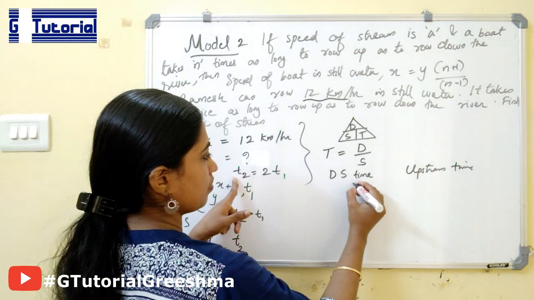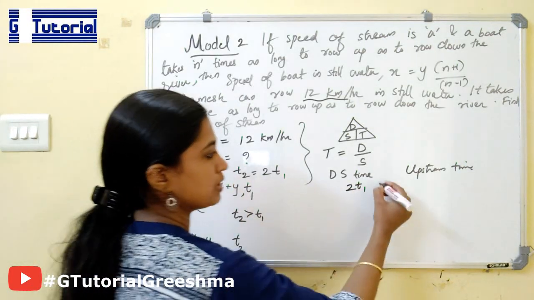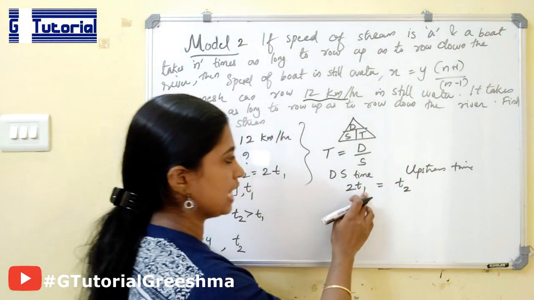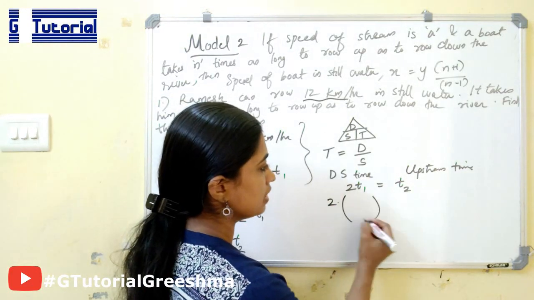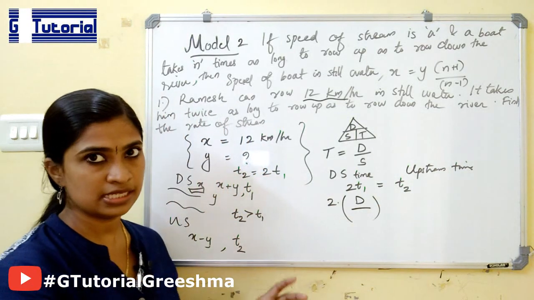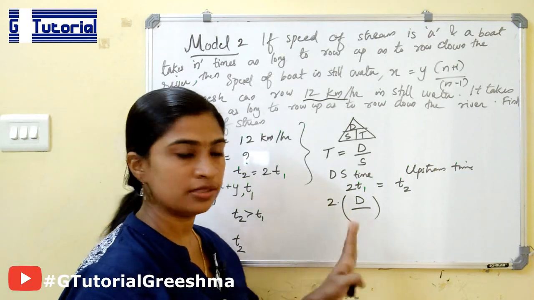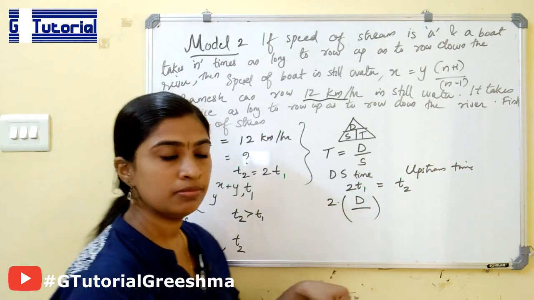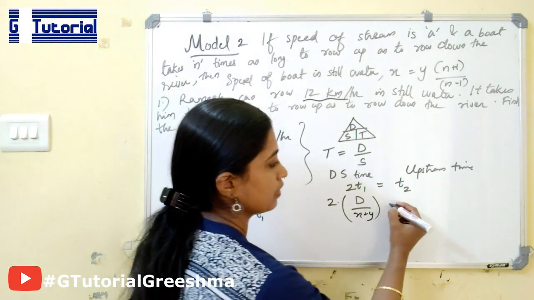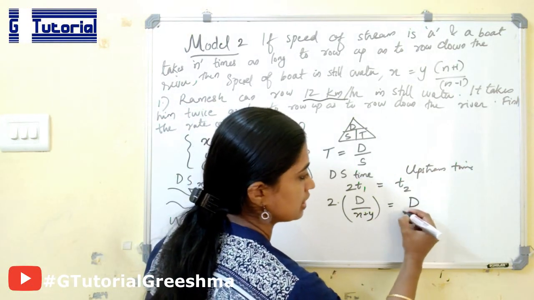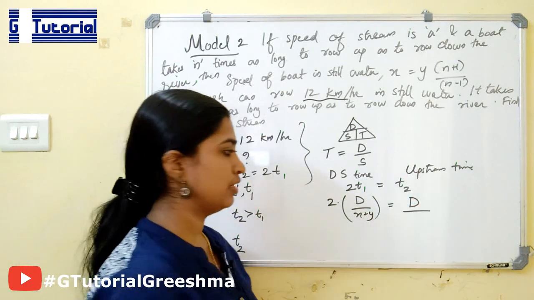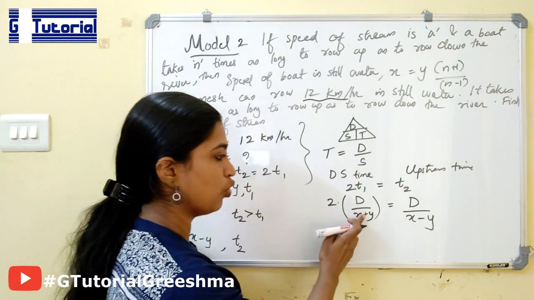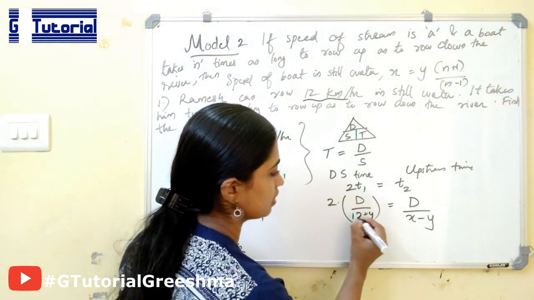What is given in the question? 2 times downstream time is equal to upstream time. What is time? Time is distance by speed. In both cases, the distance is the same, so let us denote it by the letter D itself. And speed, when it is moving in downstream, is X plus Y. And the next case, distance by speed moving in upstream direction. So, upstream speed is X minus Y. Here we are given the value of X. X is 12. Let us substitute for that.